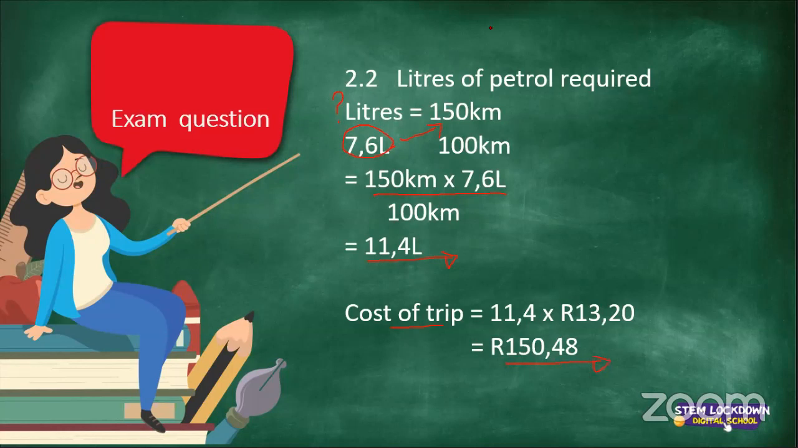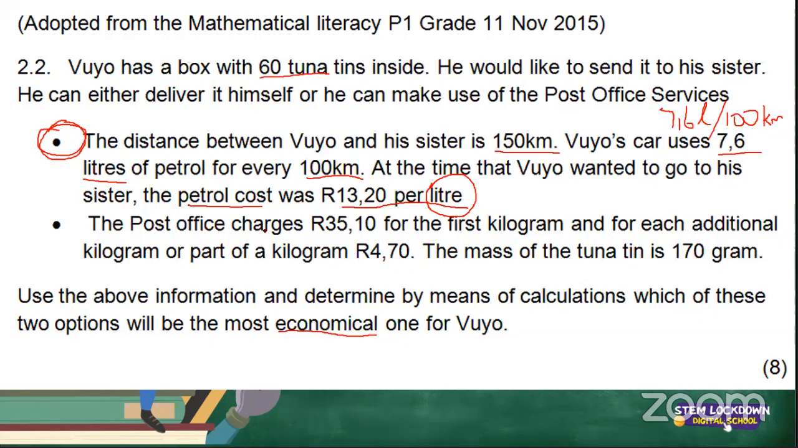It's actually excellent work. Okay, I don't have much time for number 2, but let's just read together. For number 2, it says the post office charges 30 rand 10 cents for the first kilogram, and for each additional kilogram or part thereof, it charges you 4.70. Now the mass of the tuna tin is 170 grams. So how much would you pay to the post office?